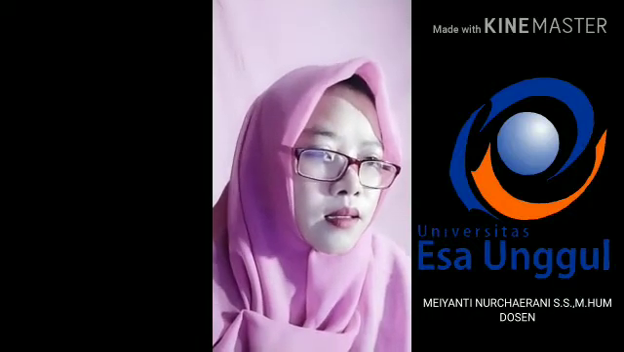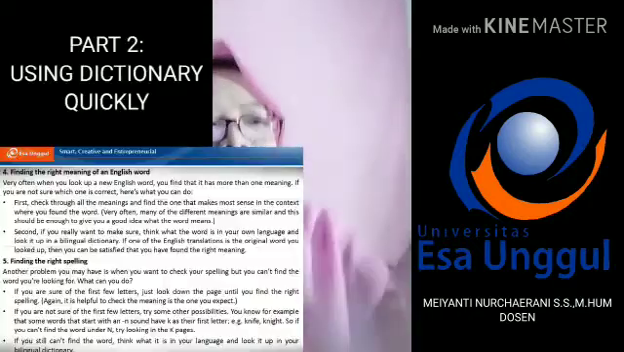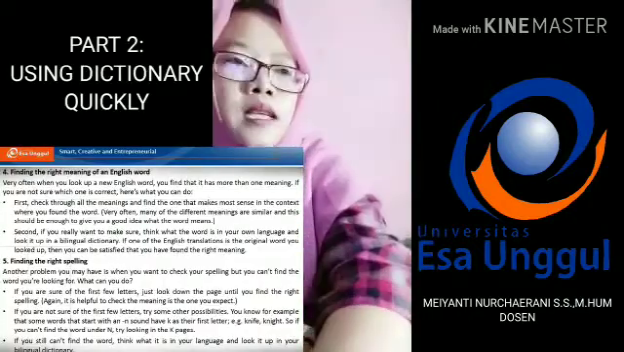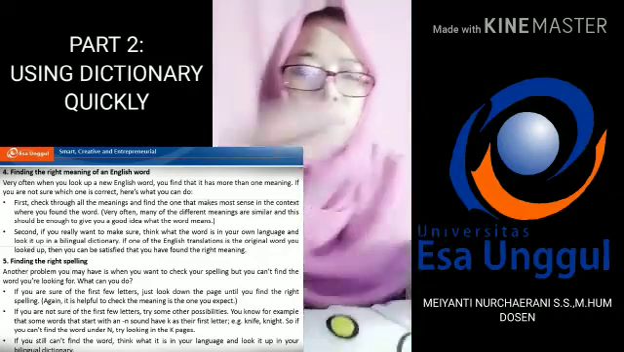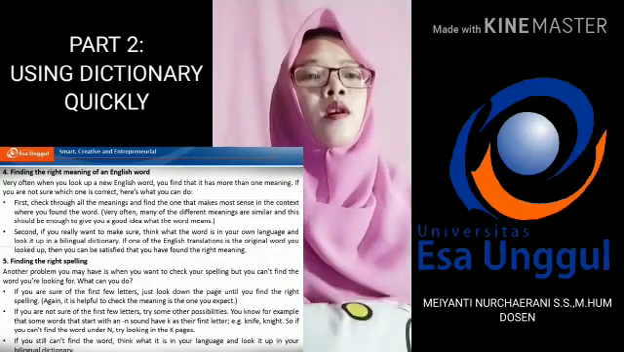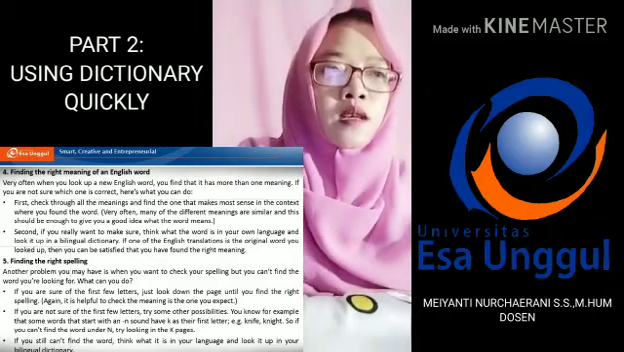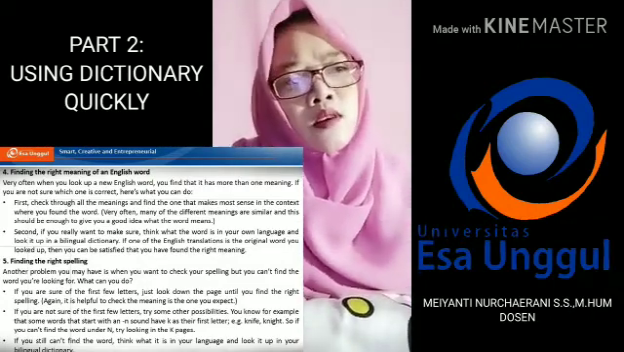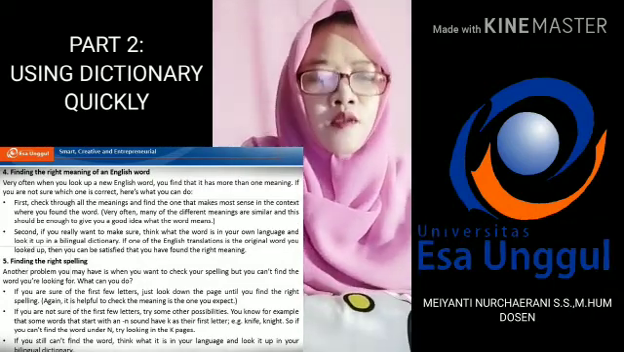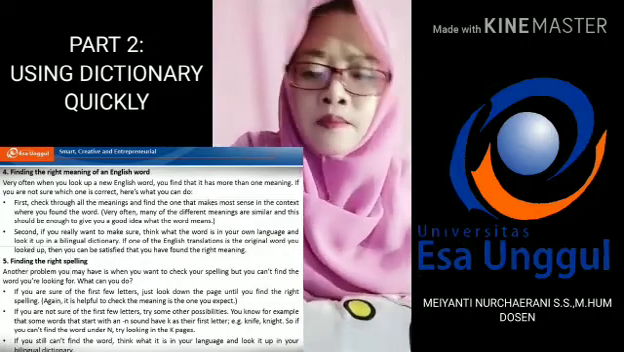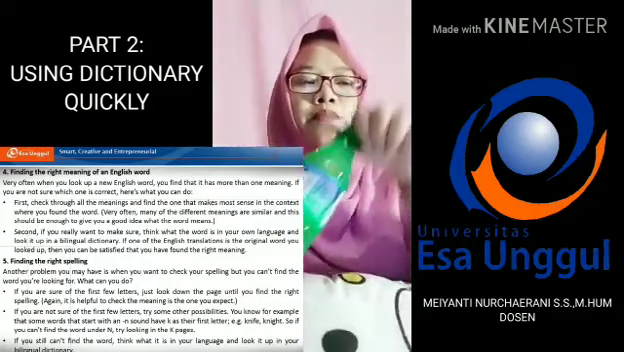It's about, okay, point 4, about finding the right meaning of an English word. Very often, if you look up a new English word, you find that it has more than one meaning. If you are not sure which one is correct, here's what you can do.